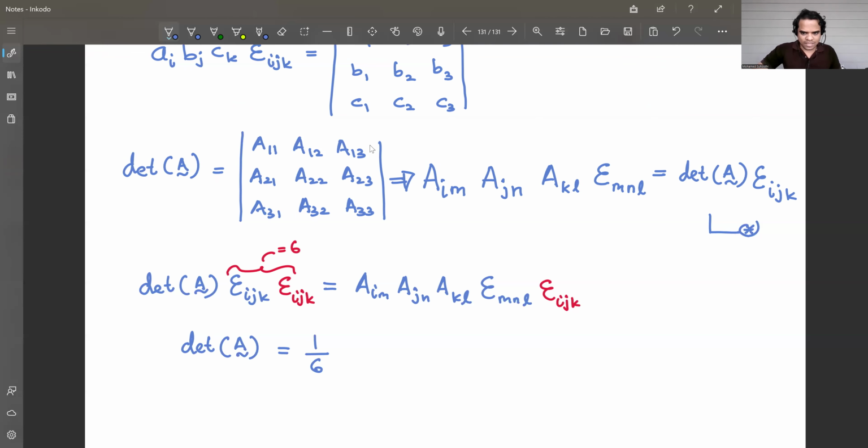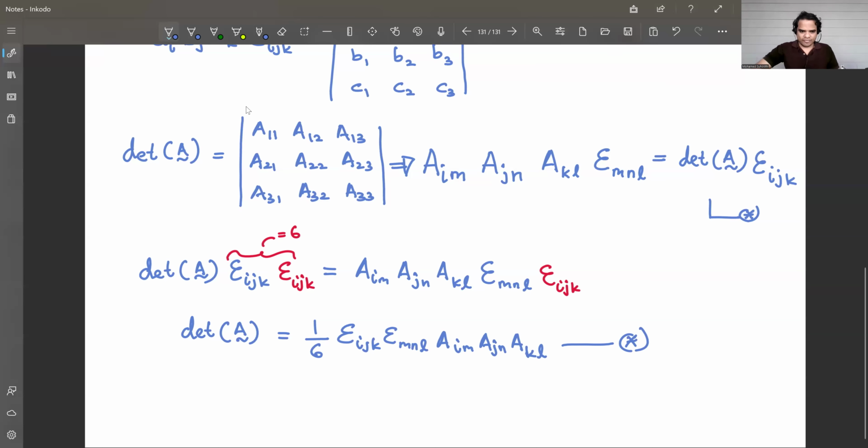I will write the permutation symbol in front, epsilon ijk, epsilon MNL, because I can change the order since this is just a scalar, right? No problem. This will be A_iM, A_jN, A_kL. So this is the equation for the determinant of the matrix, right? A very important equation.